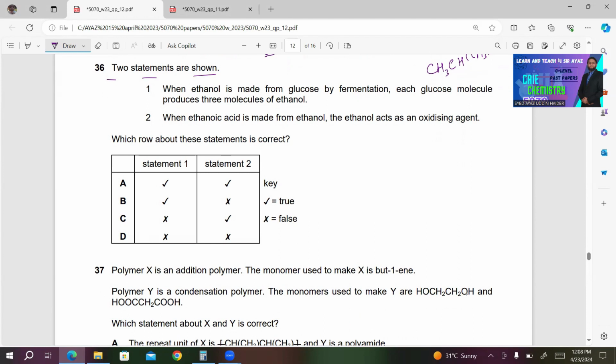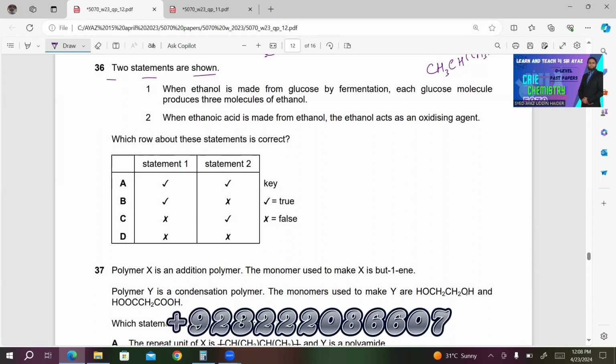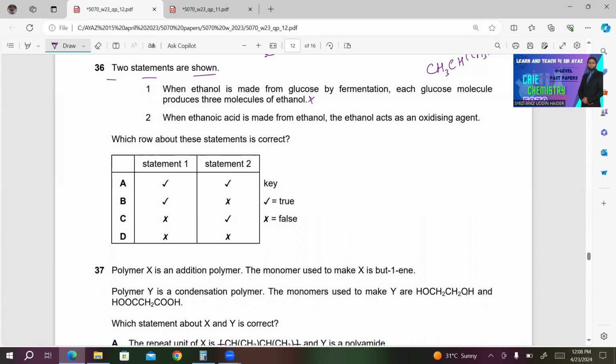So both of these statements are incorrect. When ethanol is made from glucose by fermentation, each glucose molecule produces 3 molecules of ethanol. This is wrong. It produces only 1 molecule of ethanol. So this is an incorrect statement. What about 2? When ethanoic acid is made from ethanol, ethanol is not acting as an oxidizing agent. It is acting as a reducing agent. So D must be the right answer for 36.